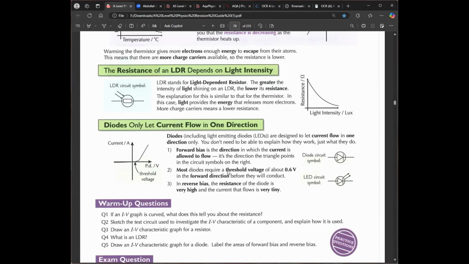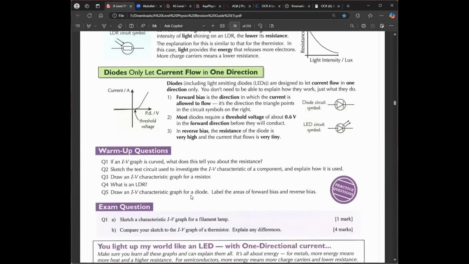So that's that. Most diodes require a threshold voltage of 0.6 volts. Obviously not all, everything is different, but most of them have 0.6 volts, which means if you provide more than 0.6, then some current will flow through it. 0.6 is the threshold voltage for it. No current flows below 0.6, because it has enough resistance that does not let anything flow through it. So they're made in such a way. All right, that's that.